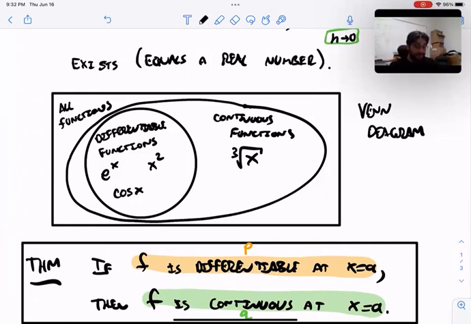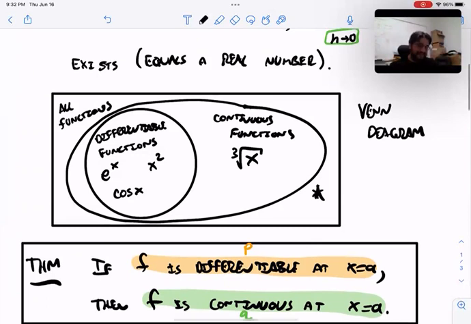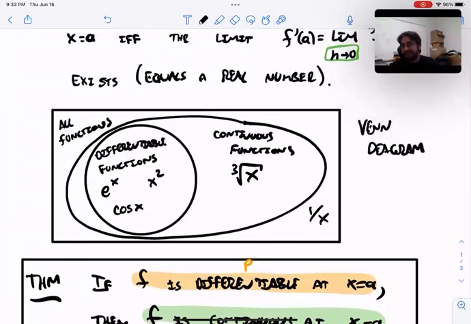Of course, there are also plenty of functions, many more functions that live out here in the neither camp, right? So out here you can have, say, functions like 1 over x, right? 1 over x is not differentiable at 0. It's also not continuous at 0. Or you can have far more pathological things, right? Functions that are nowhere differentiable or nowhere continuous. So this is our analysis of this situation.